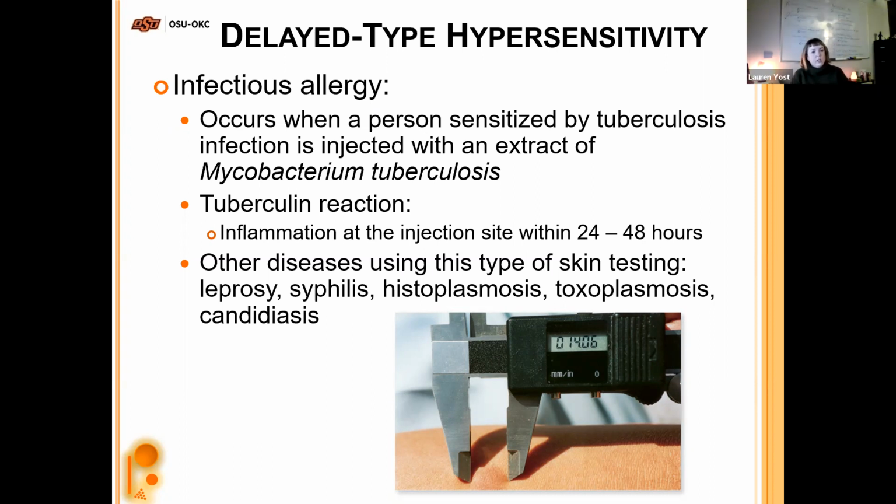Sorry. Anyways, we have something called an infectious allergy. So whenever you are sensitized to a pathogen or something, and then you can have this type of response to it, it's considered an allergy to that thing, but you're sensitized to it and it's due to an infection. So that's what we see whenever we do the skin tests with tuberculosis, and they inject that tuberculin underneath the skin. If your body reacts to the tuberculin, you'll see the inflammation as a result of it. And that just means you were sensitive to it and you may have tuberculosis or be carrying it. So we can also do similar tests like this with leprosy, syphilis, histoplasmosis, toxoplasmosis, and candidiasis.